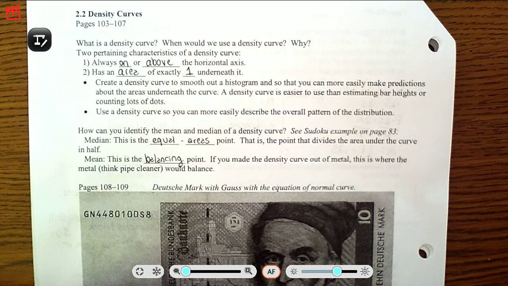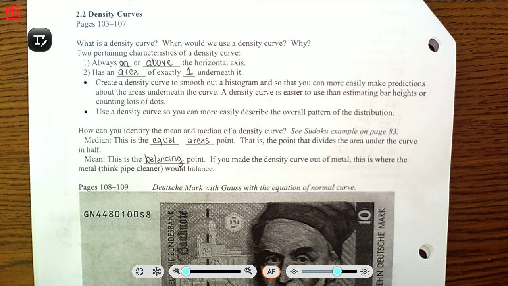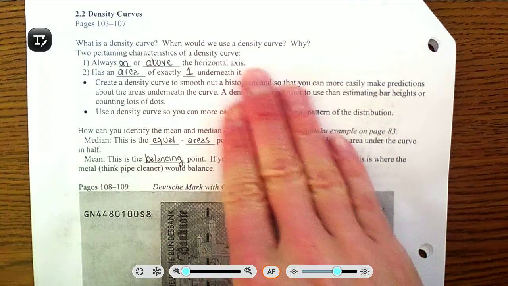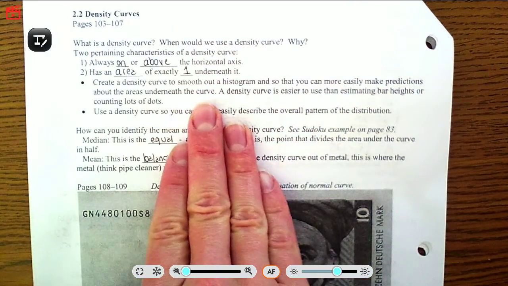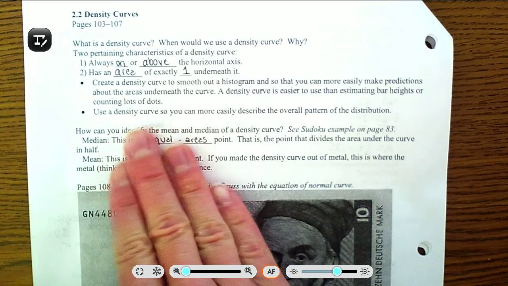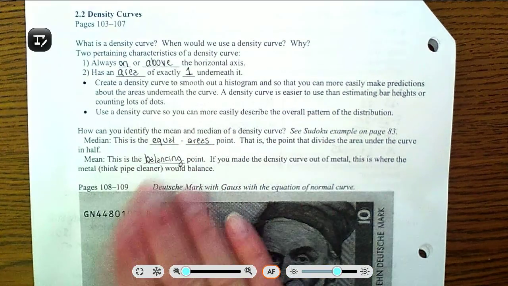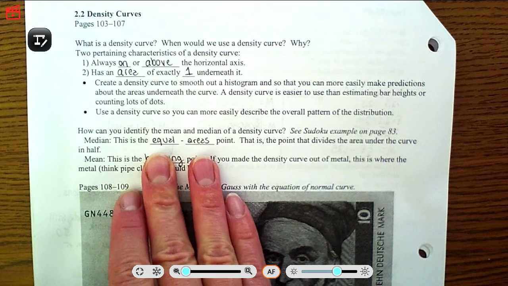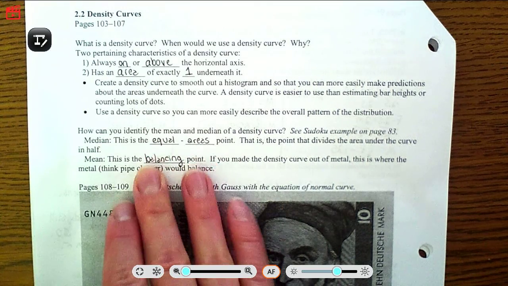How can you identify the mean and median of a density curve? The median is the equal areas point. This is the point that divides the area under the curve in half. If you had a histogram, you'd look for the place where half the bins are to the left and half are to the right. But in this case, we treat it like half the area is to the left and half is to the right.